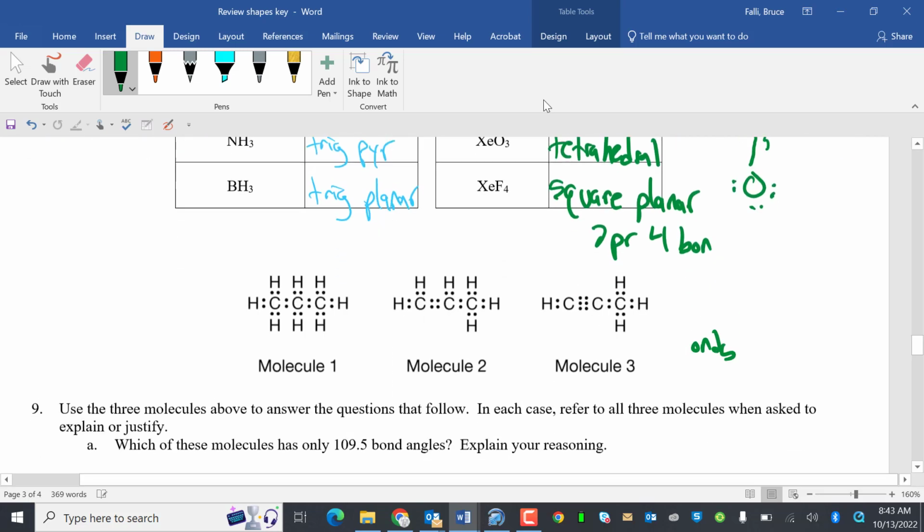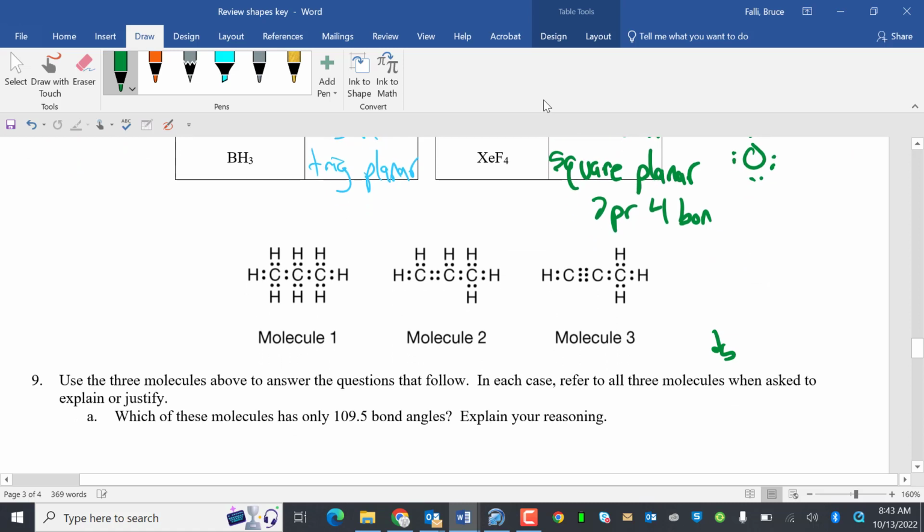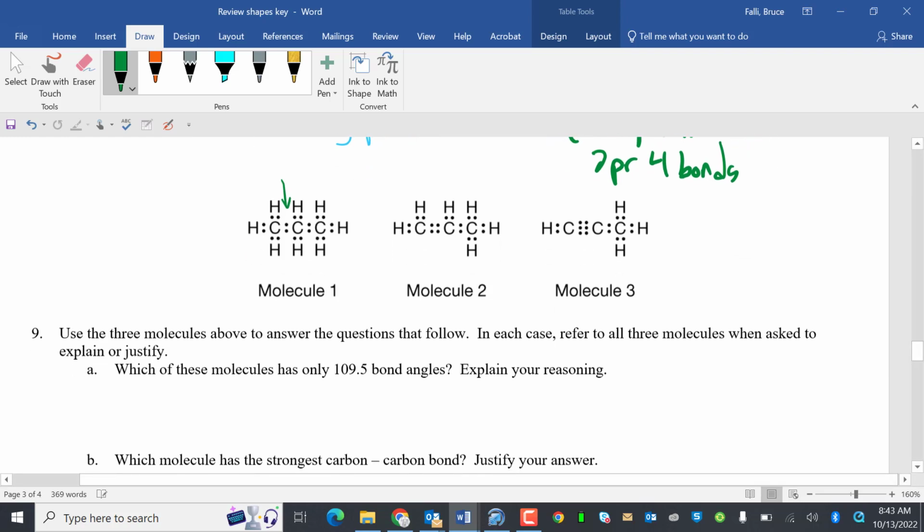All right. So this next part shows you another way some people get super annoying with their bonds. I prefer, and I think you know this, to connect the dots, then they just leave them as a pair in here. So it's a different format, but be used to it. It's common. So use the 3 molecules above to answer the questions that follow. In each case, refer to all 3 molecules when asked to explain or justify.